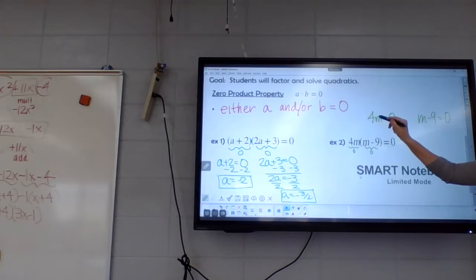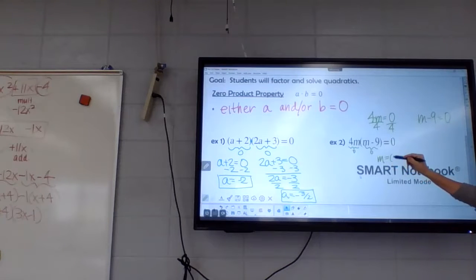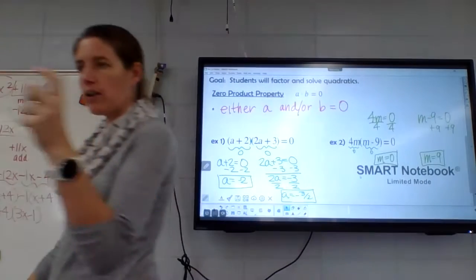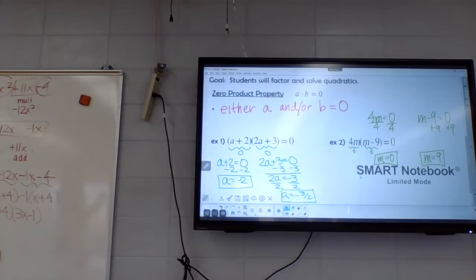So this is being multiplied, so we're going to divide by 4. So m could equal 0 is one option, or m could also equal 9. So we get two answers, again, because we're solving a quadratic. A quadratic has a squared in the equation, and so it could have up to 2 solutions.